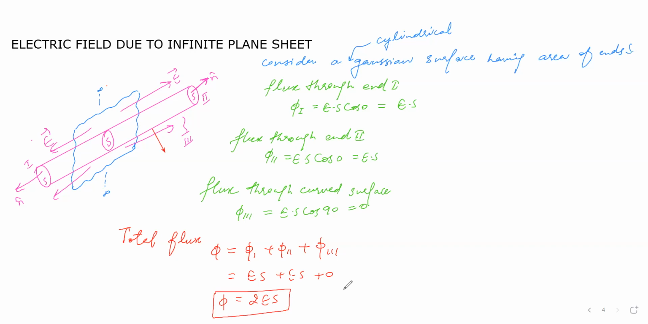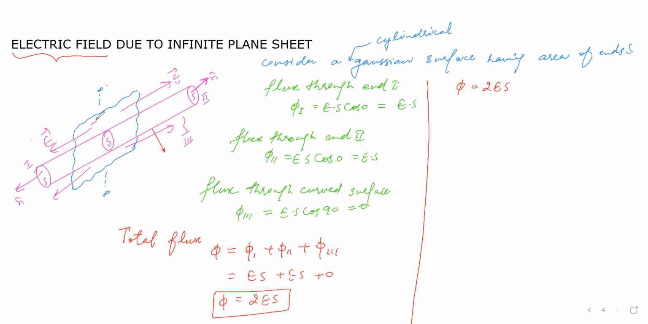Till now, we have calculated the flux. Are you clear? And now it is asking for the electric field. What will be the electric field? Once again, I am writing the same equation: phi is equal to 2 ES. Now, what is the relation between the electric field and phi?